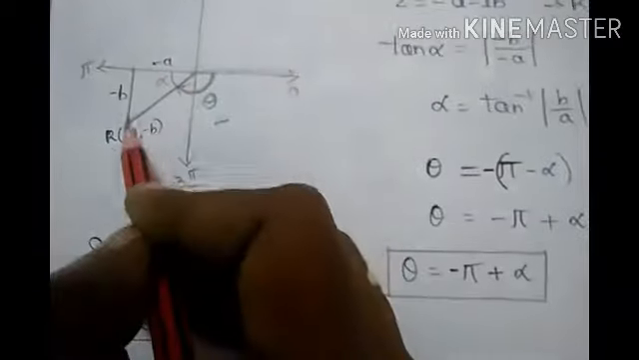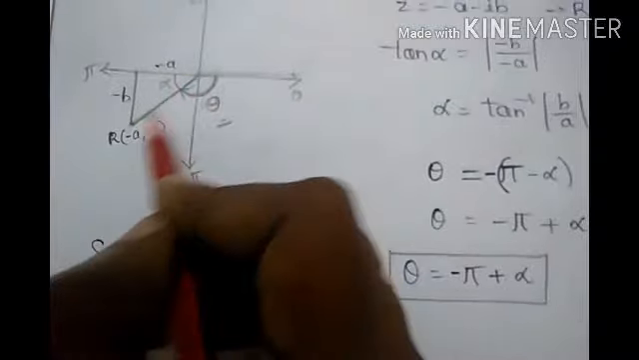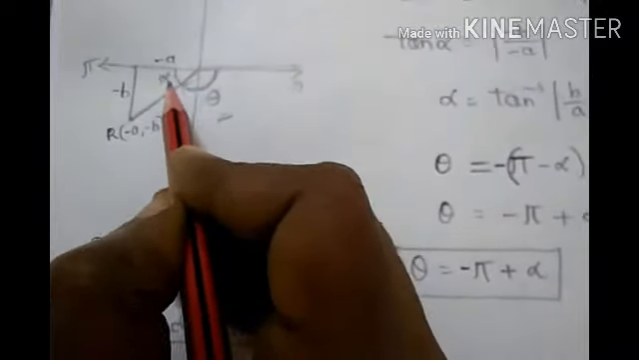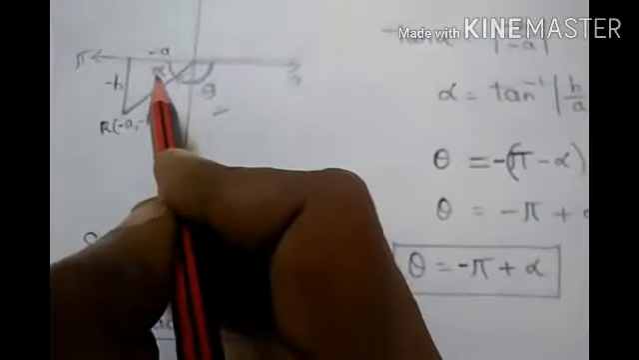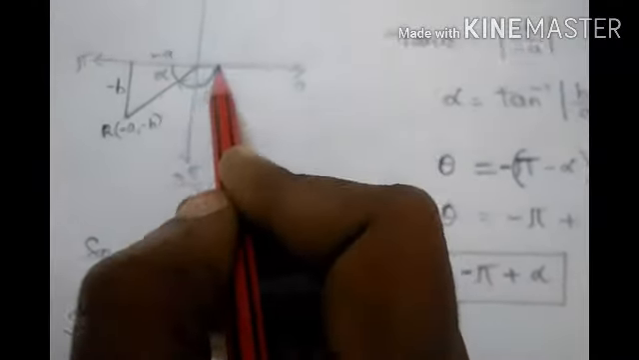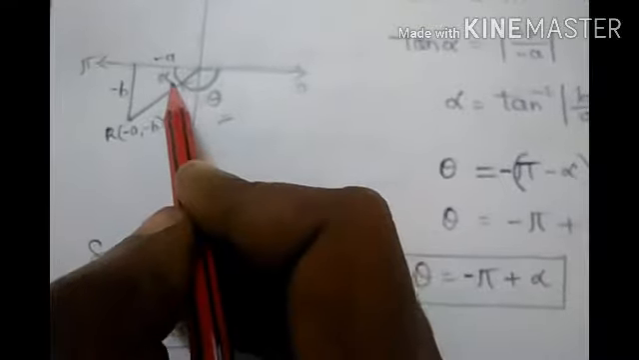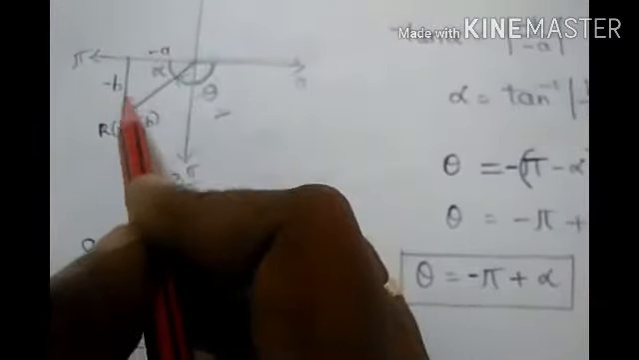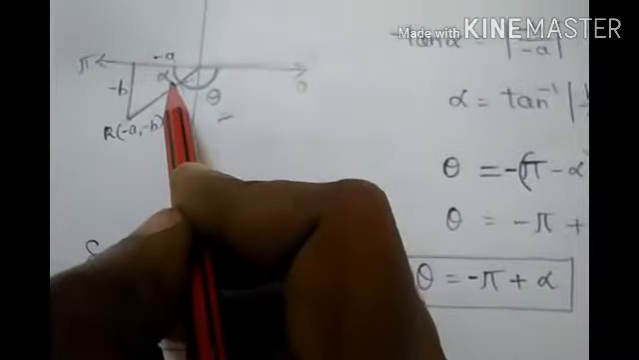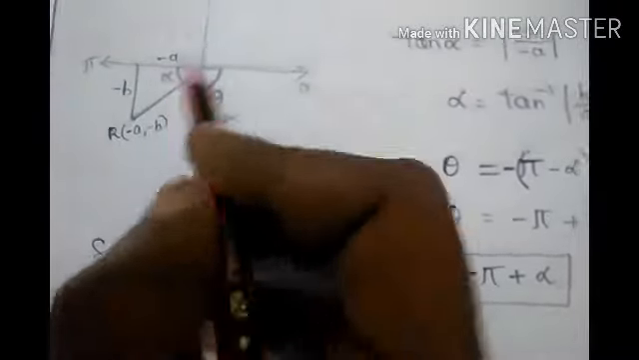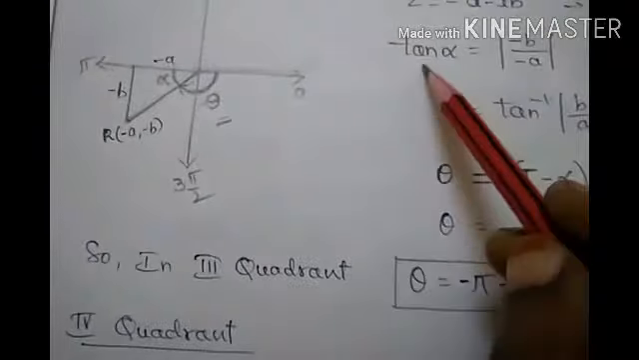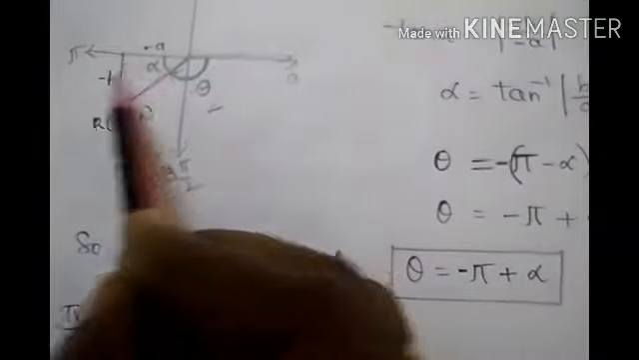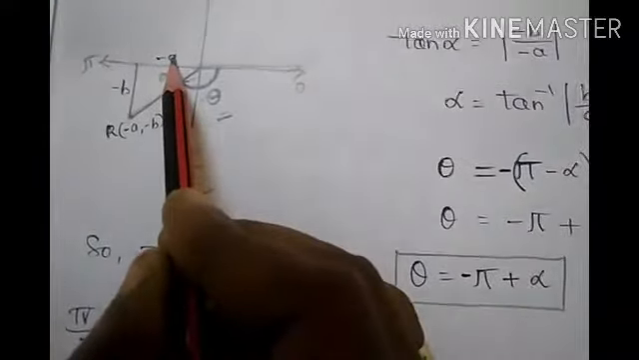Now it makes a right angle triangle. In this right angle triangle, let us consider the acute angle alpha. To find this argument, you should find the value of alpha. You can find the acute angle using trigonometric ratios. Tan alpha equals opposite side by adjacent side. Here the opposite side is minus b and the adjacent side is minus a.